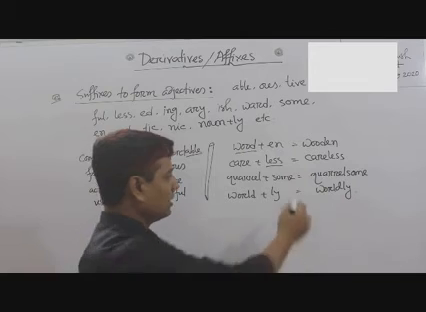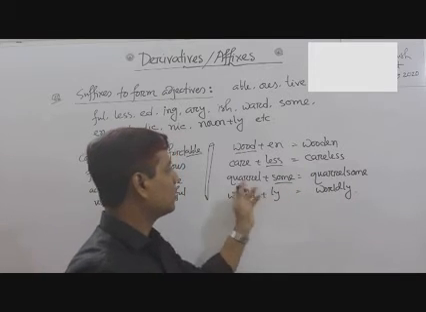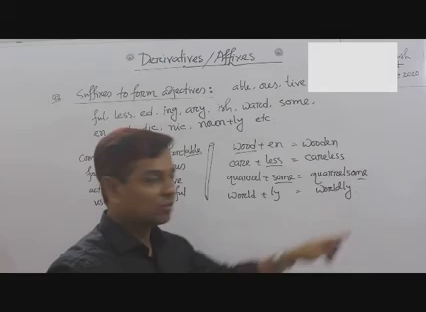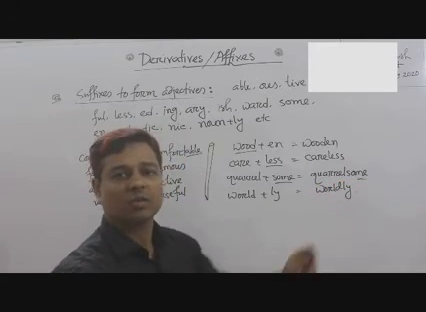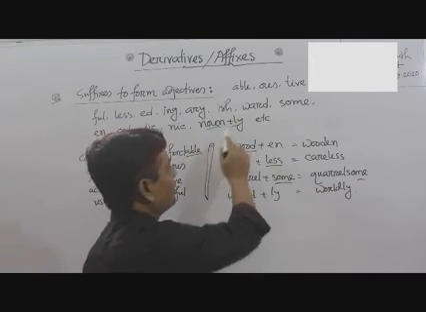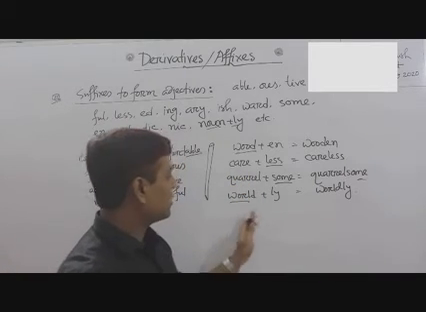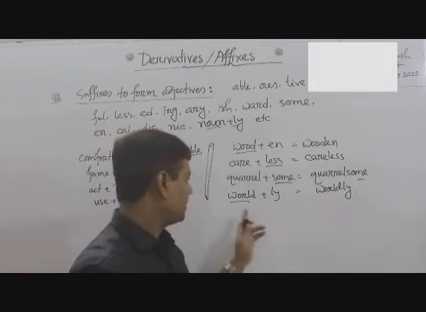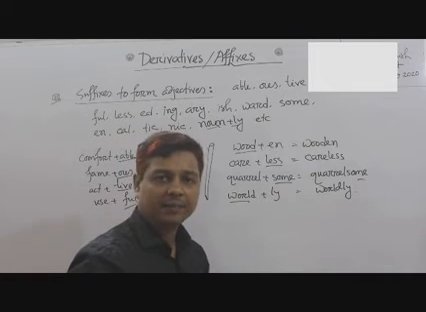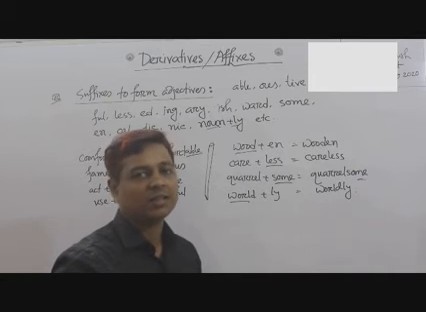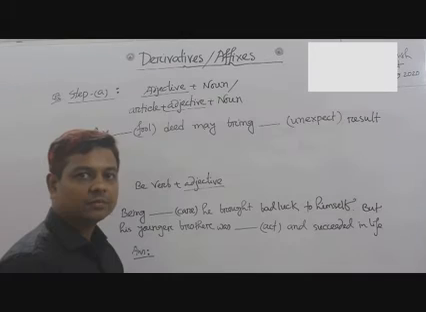Quarrelsome. Quarrel is a noun and the some suffix is used here. Quarrelsome becomes an adjective. The person who is prone to quarrel is called quarrelsome. World plus ly, that is noun plus ly. World is a noun, and after it, if we use ly, it becomes an adjective. Here worldly is an adjective. Now we will go to the rules where adjectives are used in sentences.